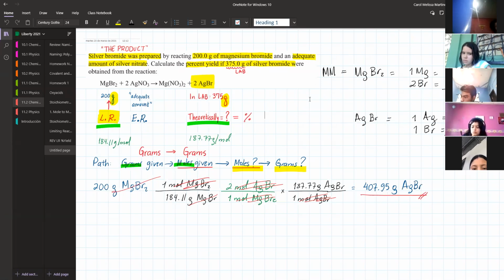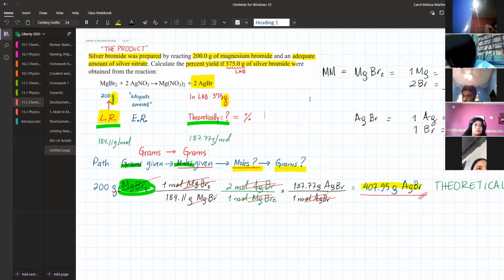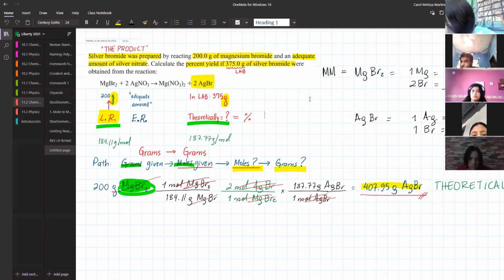Because MgBr2 is the limiting reactant, as the problem is already telling me, this is what we get theoretically, okay? So theoretically, you get almost 408 grams. So now that you have what you get theoretically, you can get the percent yield.